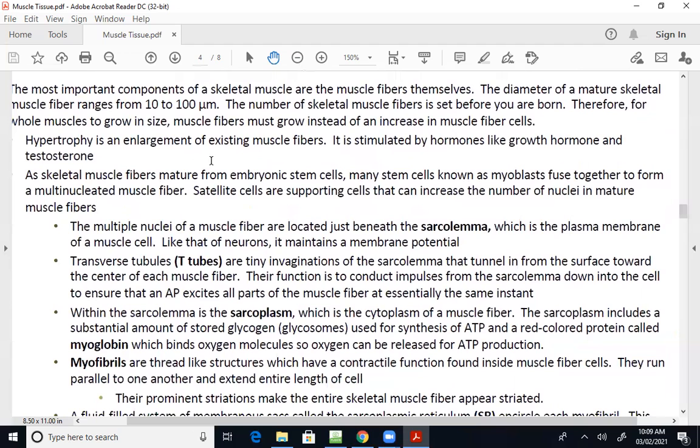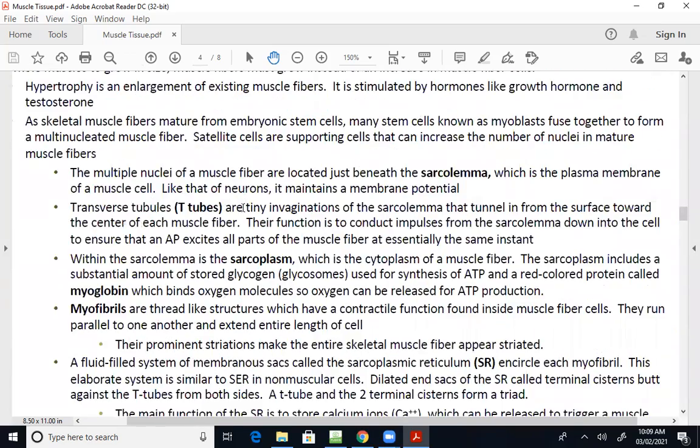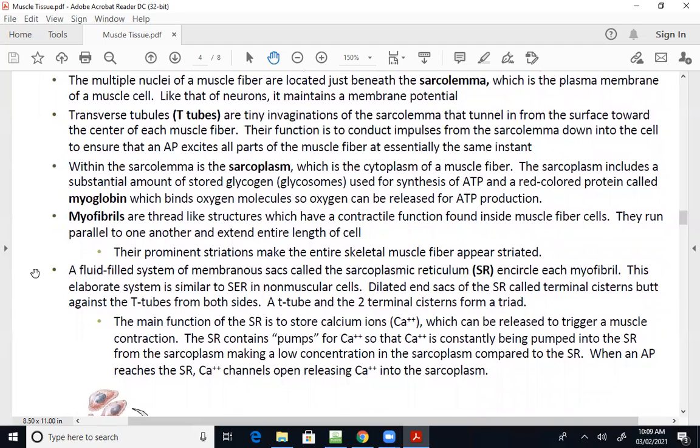Okay. Also seen in that picture is one of our satellite cells right there, which are supporting cells that can help increase the number of nuclei in our mature muscle fibers. Not that I'm really gonna focus too much on those cells. So we're focusing in on the muscle cells, the muscle fibers.